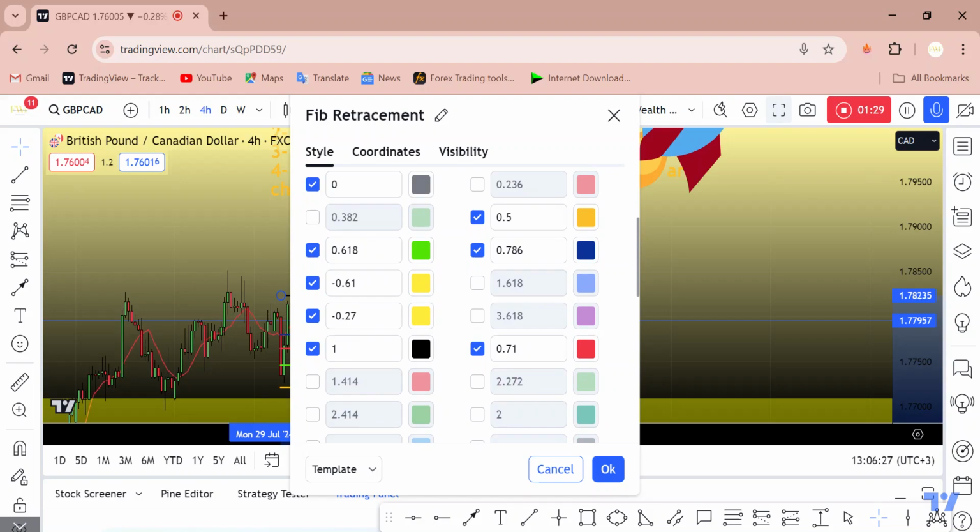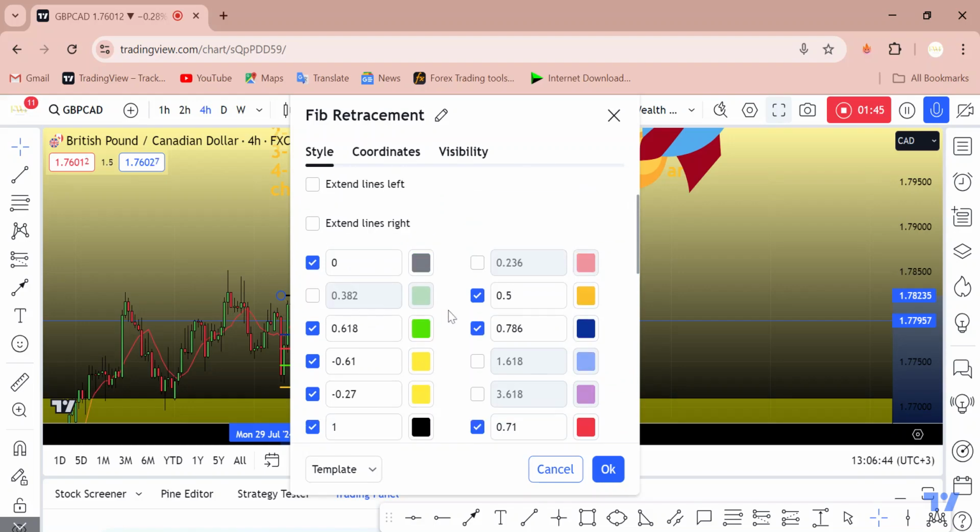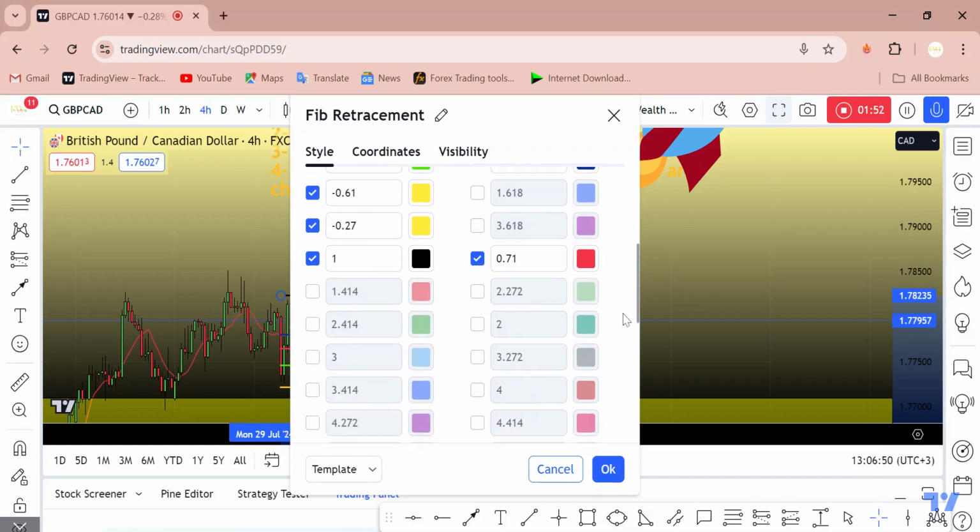You can change the colors, but I really depend very much on the 78, 71, and 61 fib levels. Those are pretty important. Also for the targets, I use minus 61 and minus 27. Those are the main things for me. And of course, 0 and 1 for the top and the bottom of the wave. So those are my settings.